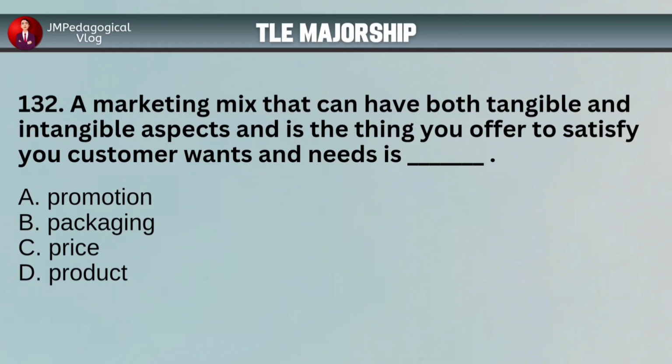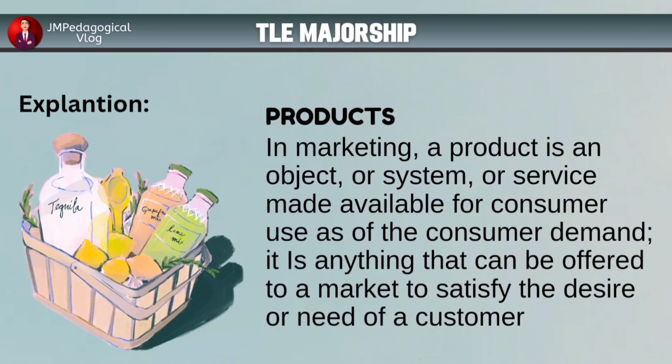132. A marketing mix that can have both tangible and intangible aspects, and is the thing you offer to satisfy your customer wants and needs. A. Promotion. B. Packaging. C. Price. D. Product. D. Product. Explanation. In marketing, a product is an object, or system, or service made available for consumer use as of the consumer demand. It is anything that can be offered to a market to satisfy the desire or need of a customer.